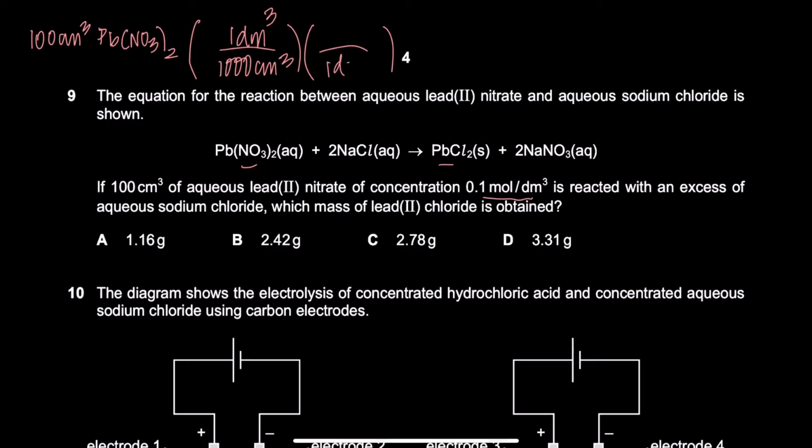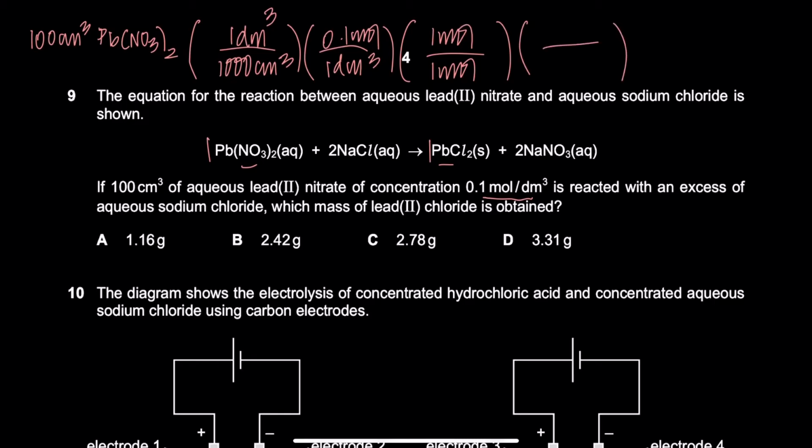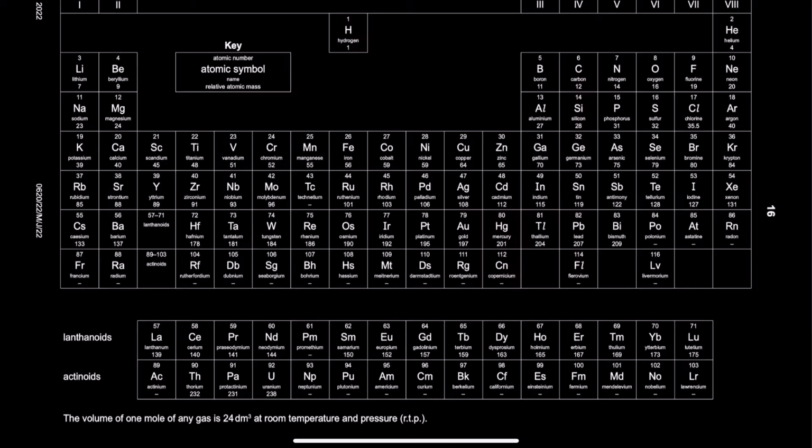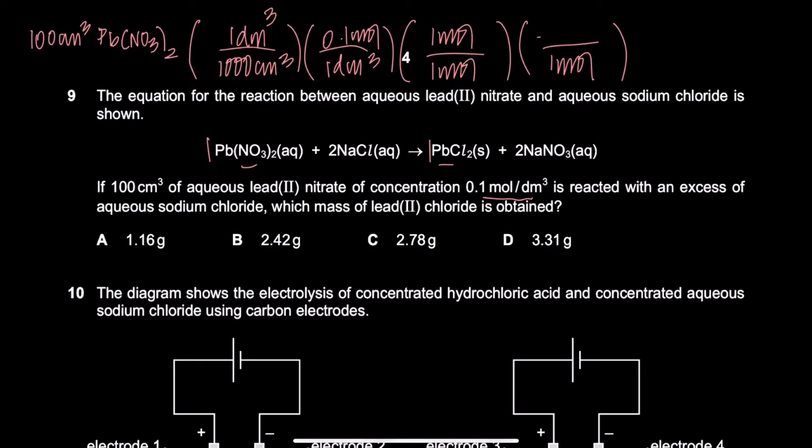So from here, 1 decimeter cube has how many moles? 0.1, right? 0.1 moles. It's given in the question. And then you know you don't need moles of lead nitrate, you need moles of lead chloride. So you know, okay, 1 mole of lead nitrate will give you 1 mole of lead chloride. And then you literally can find out the mass. 1 mole of lead chloride will give you how much mass? What is lead? If we check it out, lead is right here. That's 207, right? So 207 plus 71, because 1 chlorine is 35.5. So you could literally find this out.